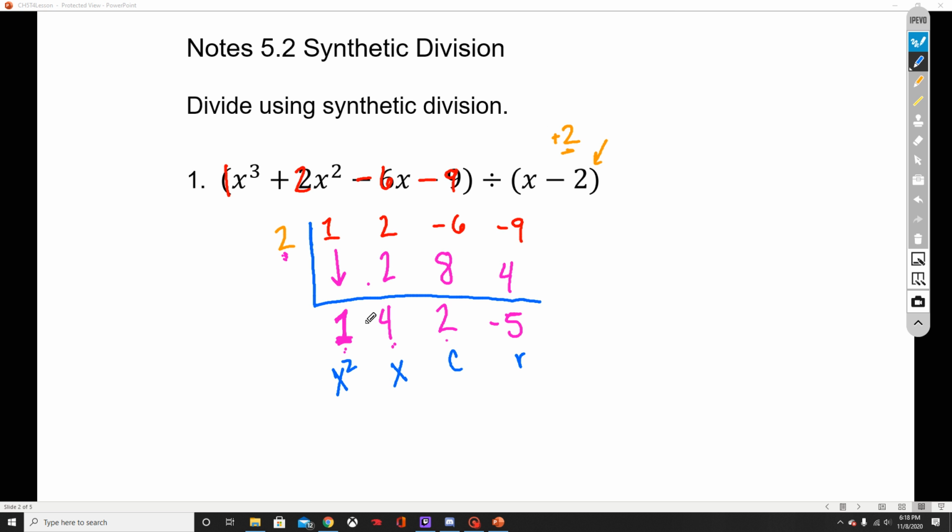From right to left. Or you can also look at it from left to right as being 1 degree lower than the coefficient that we started with. This was x cubed, so this is x squared. This was x squared, so this is x. This was the coefficient of x, so this is the constant. And this was the constant, so this is the remainder. But I prefer to look at it from right to left. It always goes from right to left: remainder, constant, x, x squared, x cubed, x to the fourth, etc.